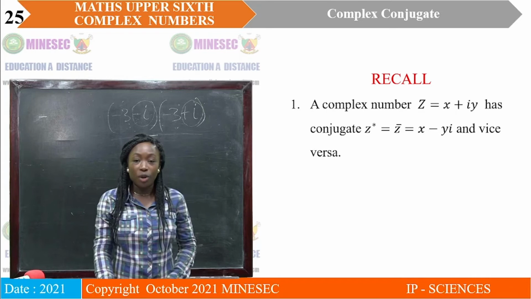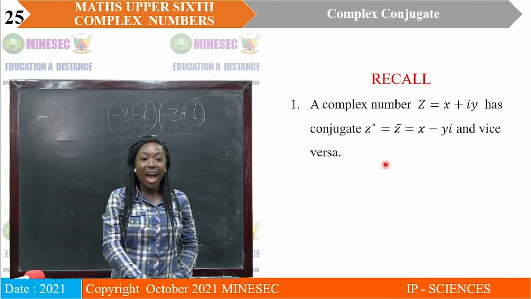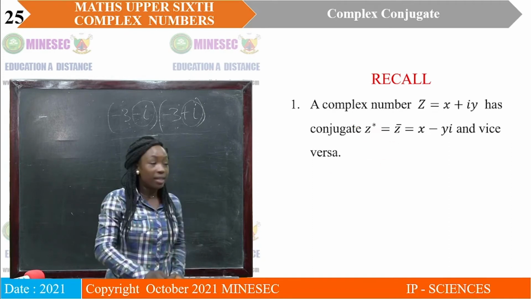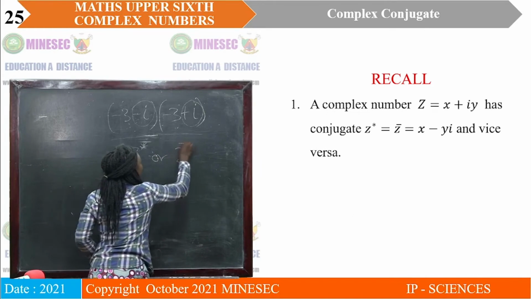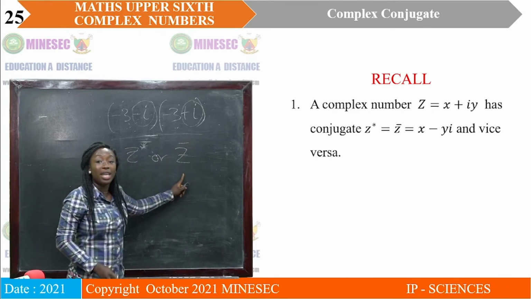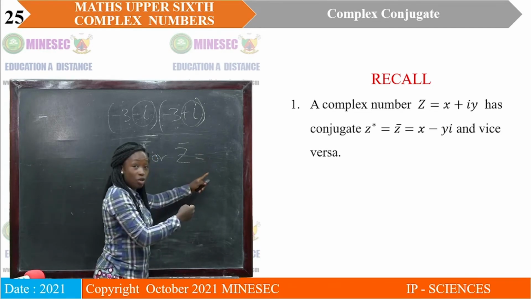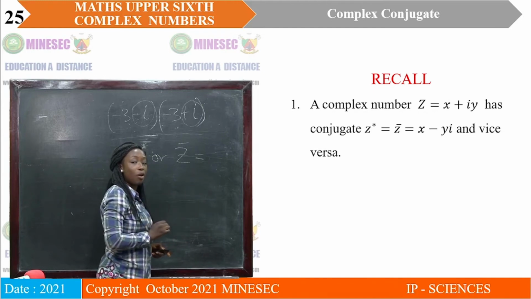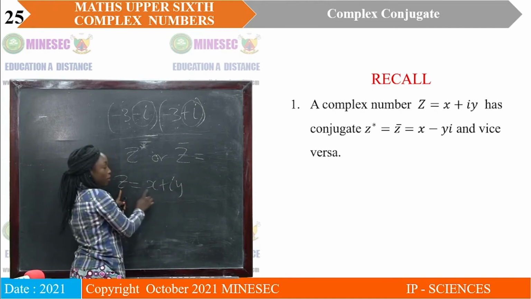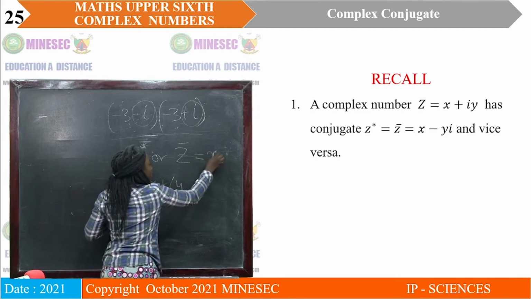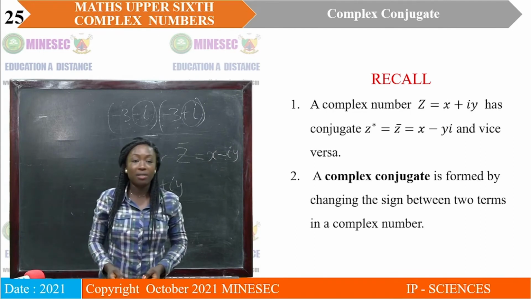So let us recall what we have learned so far. A complex number z equal to x plus iy has a conjugate. We write it as z star, or you can write it as z bar. Any of this simply means the conjugate of z. What is the meaning of the conjugate of z? The conjugate of z simply means that you change the sign of the imaginary part of z. As z has been given to be x plus iy, to get the conjugate of this z, you simply change this positive sign to negative. And so this will be the conjugate of the complex number z.